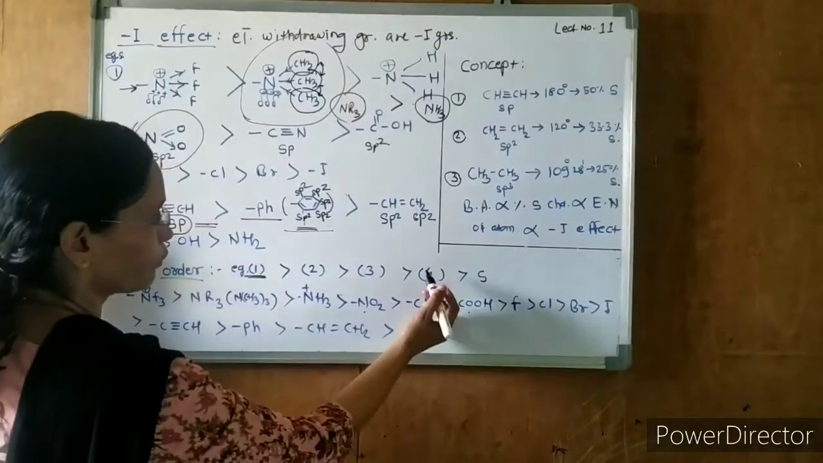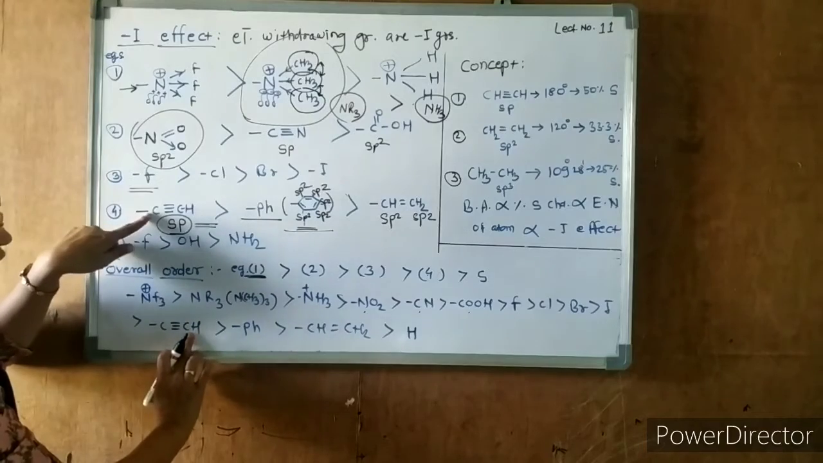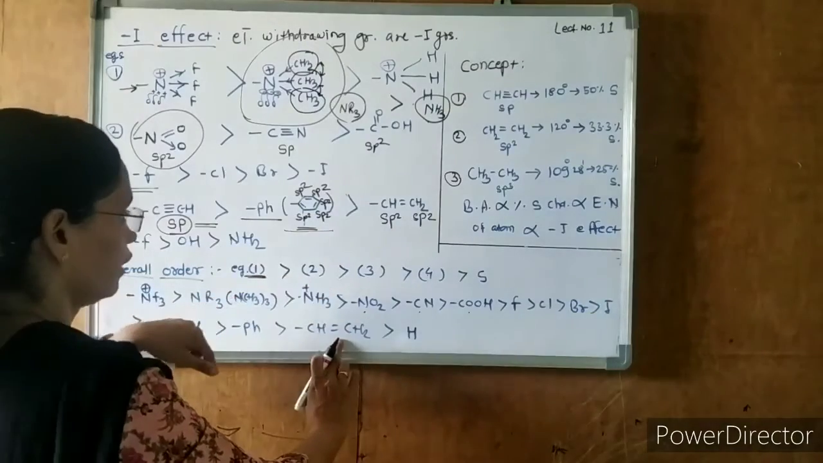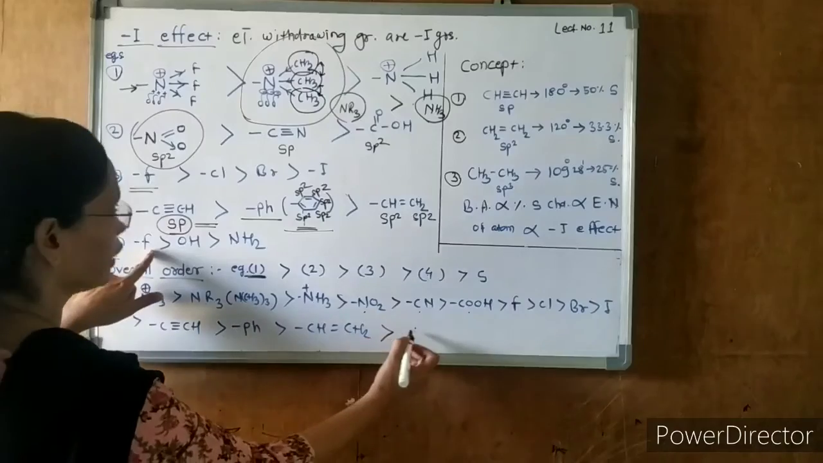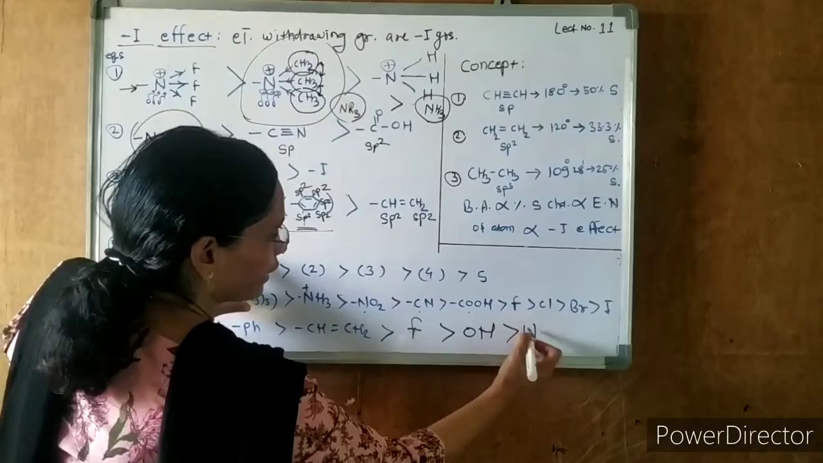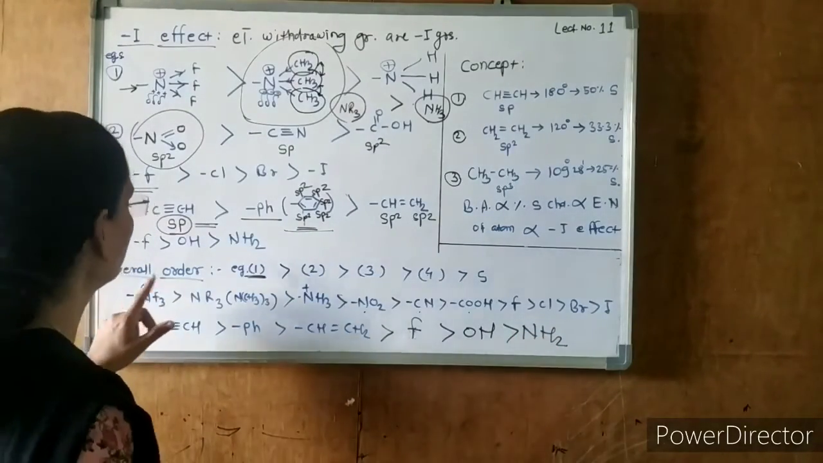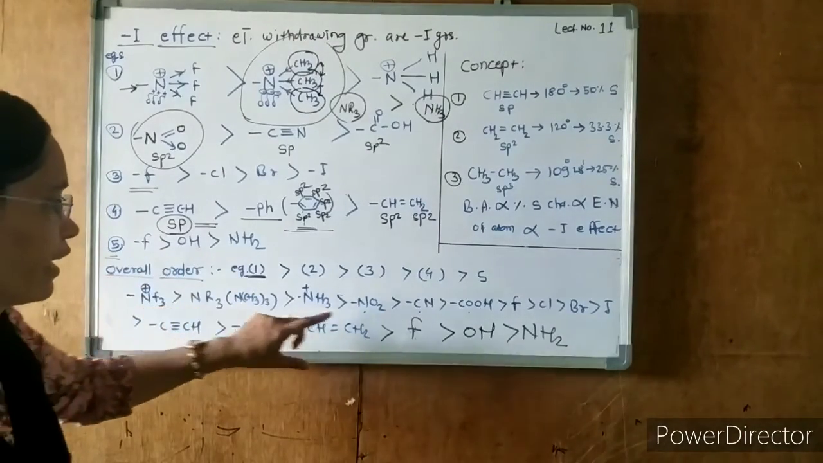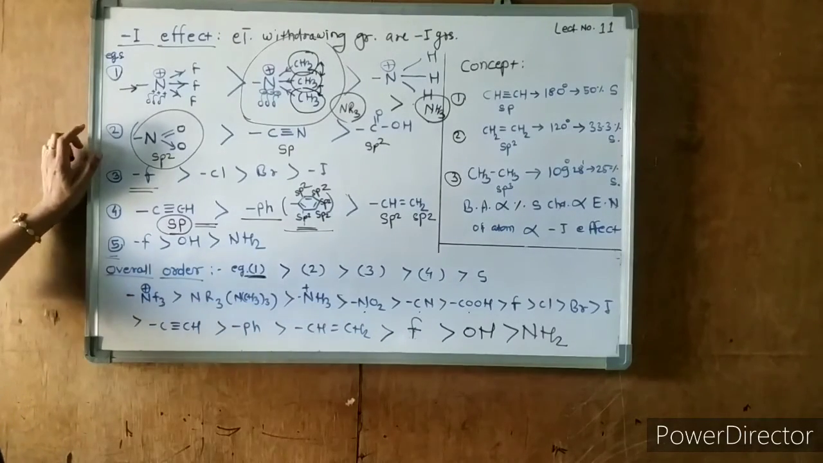Then coming to the fourth now. Here first is C≡CH, that is the acetylene group, then the phenyl group, then alkene, and after alkene this fluorine, then OH and NH2, right? Now this is the order of the minus I effect, the groups showing the minus I effect. This is the correct order, and I hope it will be very useful for you to remember this order.